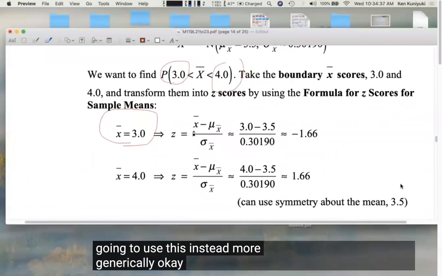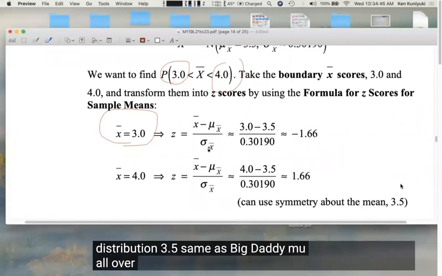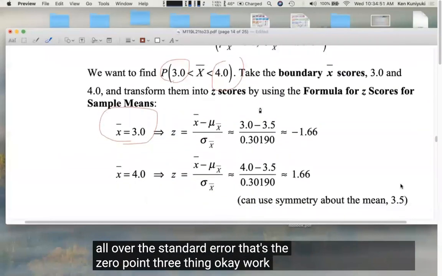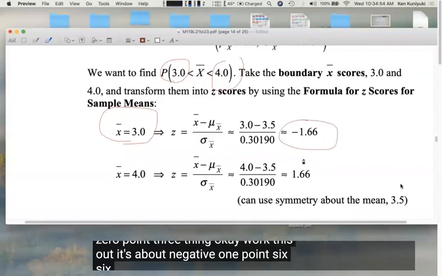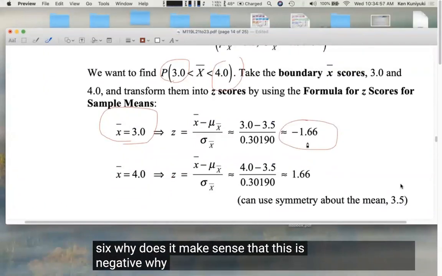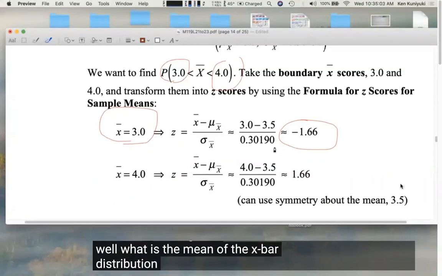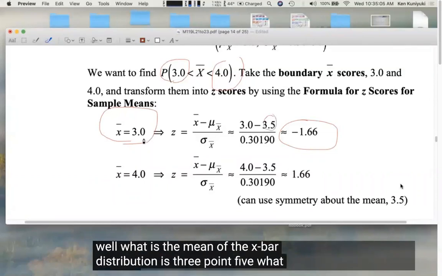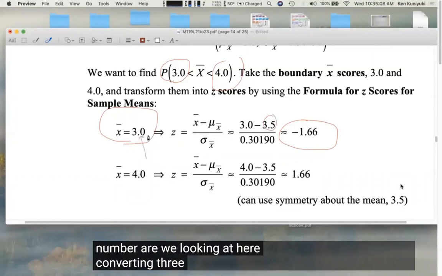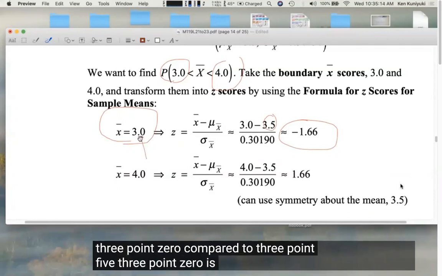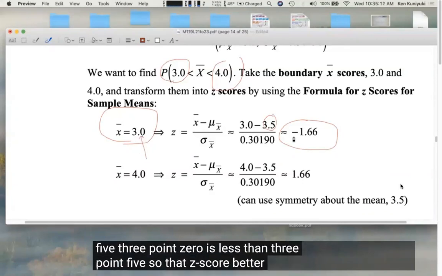Okay, so the boundary value of interest, 3.0, the value for X bar, we subtract off the mean of that distribution, 3.5, same as Big Daddy mu, all over the standard error, that's the 0.3 thing. Work this out, it's about negative 1.66. Why does it make sense that this Z-score is negative? Well, what is the mean of the X-bar distribution? It's 3.5. What number are we looking at here? 3.0. How does 3.0 compare to 3.5? 3.0 is less than 3.5, so that Z-score better be negative.